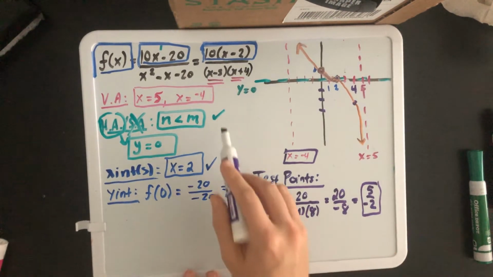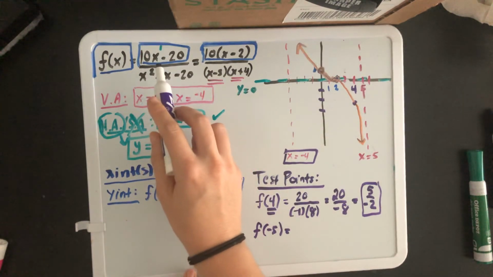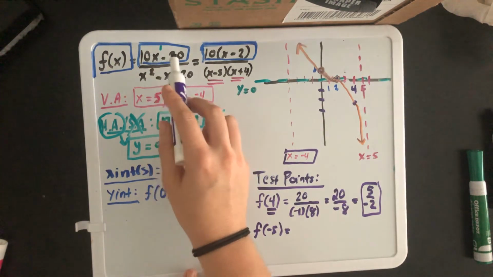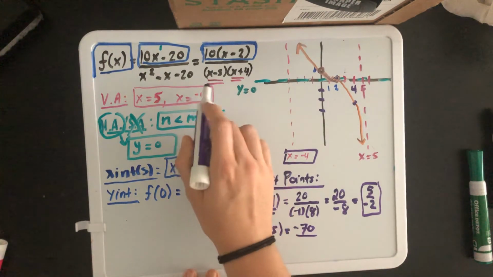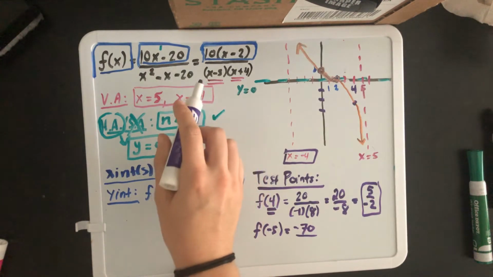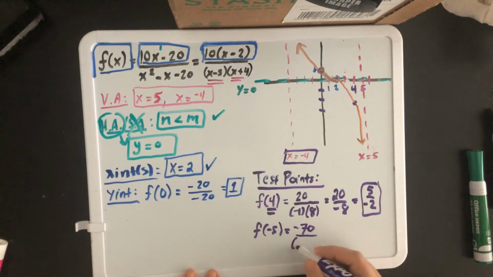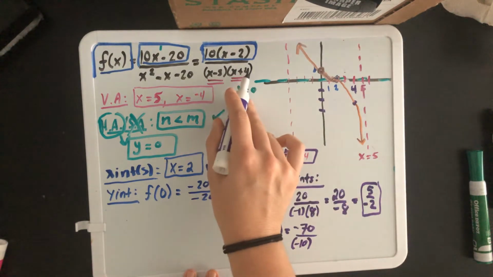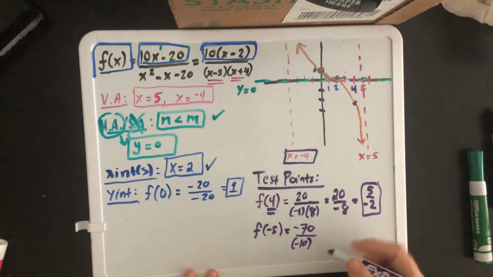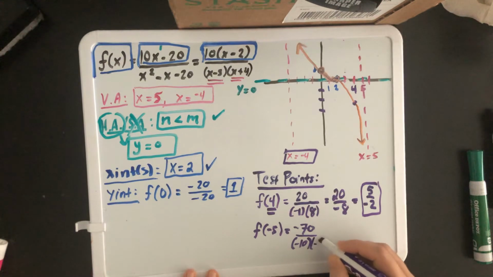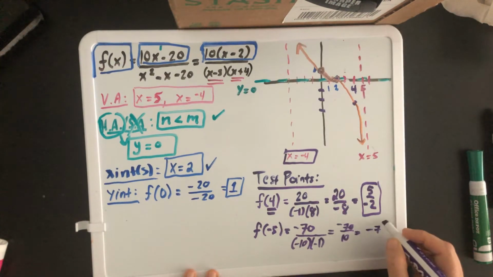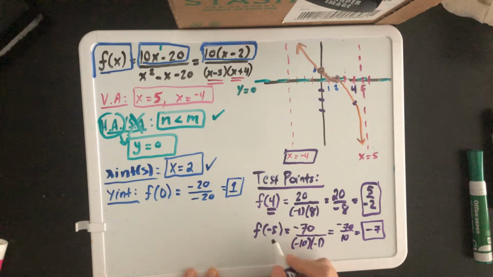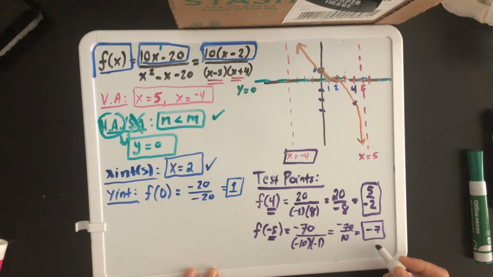So input -5, you can use your calculator or do it by hand. If you input -5, you would have 10 times -5, which is -50. -50 minus 20 is -70. And if you put -5 into the nicer factored denominator, -5 minus 5 is -10. And -5 plus 4 is -1. So I have -70 divided by +10. In other words, -7 when I simplify. So at the input of -5, my function gives me the output of -7.